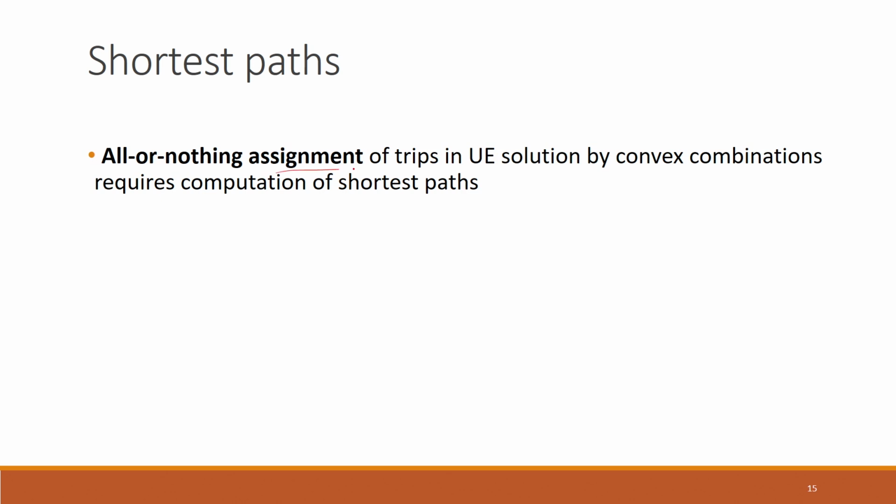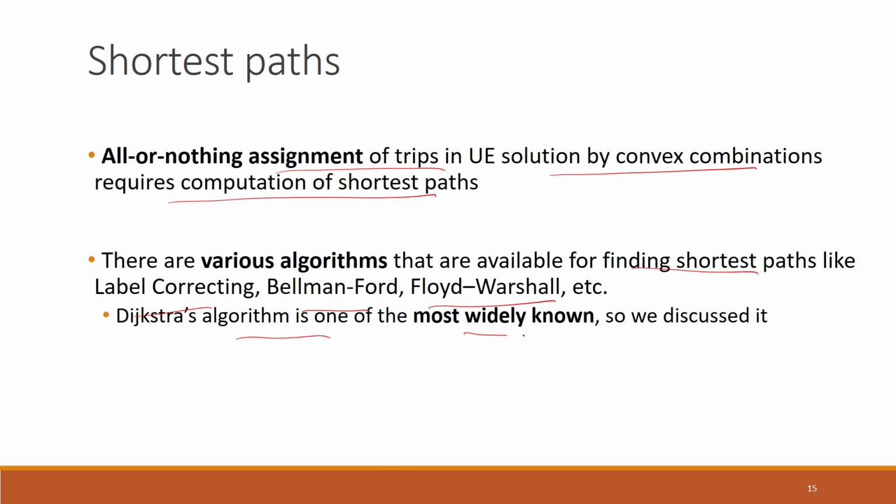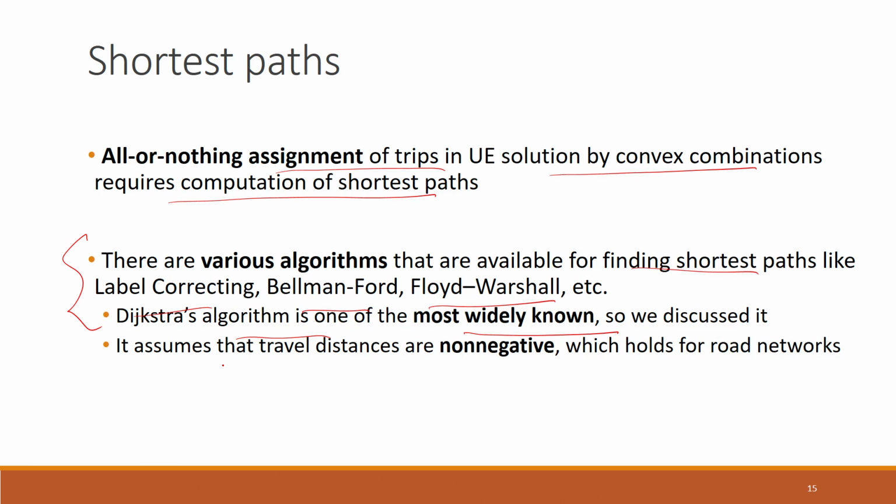So this all or nothing assignment for trips in user equilibrium by convex combination requires computation of shortest paths. Okay. So there are various kinds of algorithms for that: label correcting, Bellman, Floyd-Warshall and so on. But Dijkstra's algorithm is one of the most widely known. Okay, so that's why we had discussed it before. But whichever algorithm we use out of these, all of them will give the optimal solution. So the solution will be the same, so it does not matter. So we have already discussed Dijkstra's algorithm for this. And this algorithm assumes that travel distances are non-negative, which holds for all the road networks.